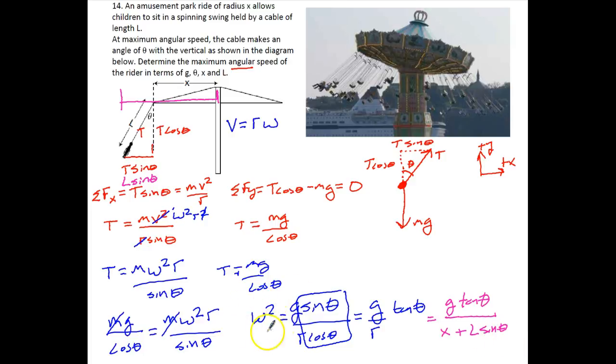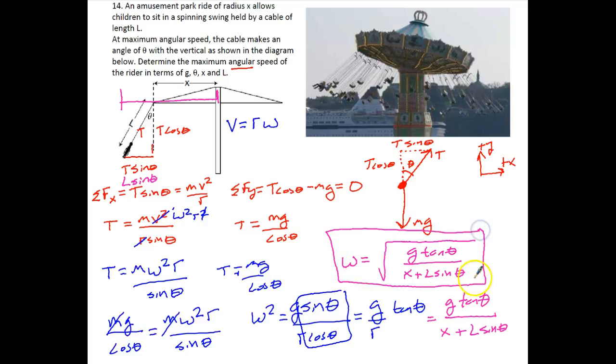The only thing is that's for omega squared, so we need to get it just into terms of omega. Our very last step is omega is equal to the square root of g times the tangent of the angle all over x plus L sine of the angle. And that would be our final answer after doing all of that algebra and physics.